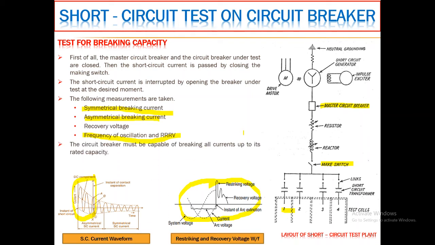The circuit breaker must be capable of breaking all currents up to its rated capacity, but it is not possible to test at all values of current. So the tests are usually performed at 10%, 30%, 60% and 100% of its rated breaking current. Step by step, first you test the breaker at 10% of its rated breaking current, then 30%, then 60% and then 100%. This is how its breaking capacity can be evaluated.